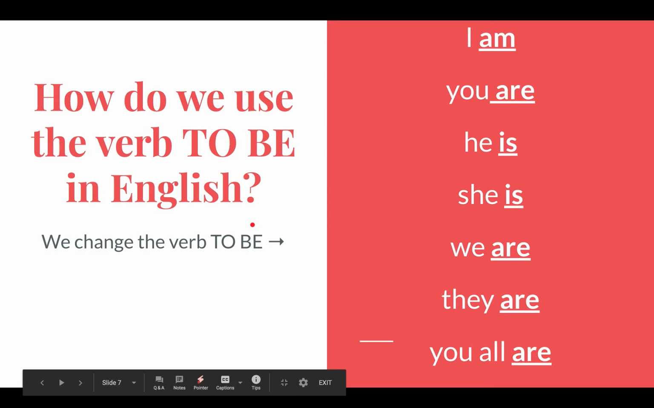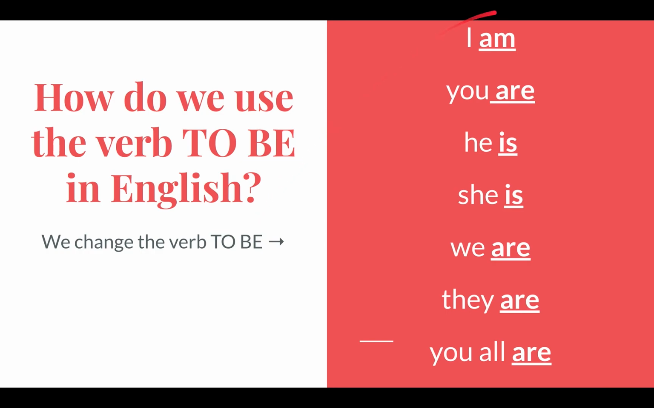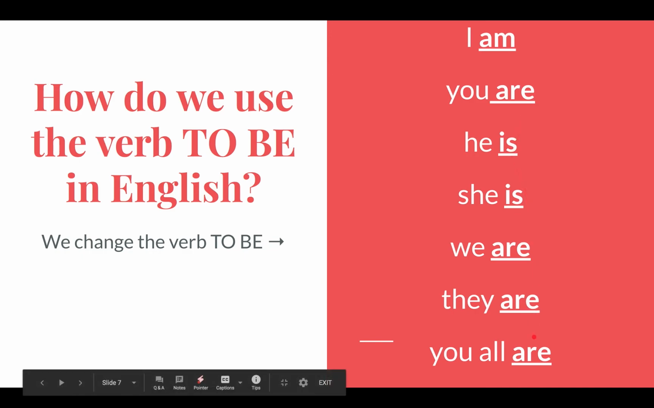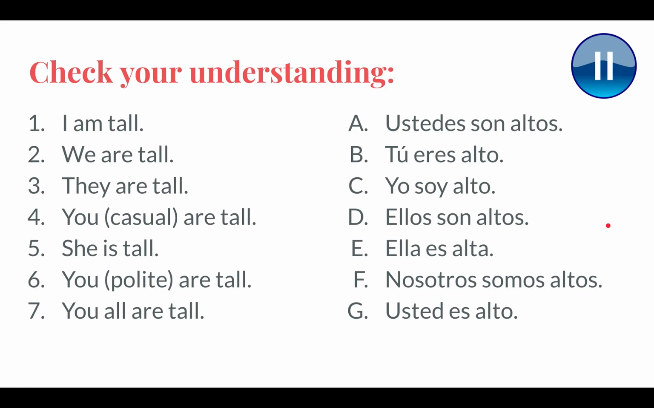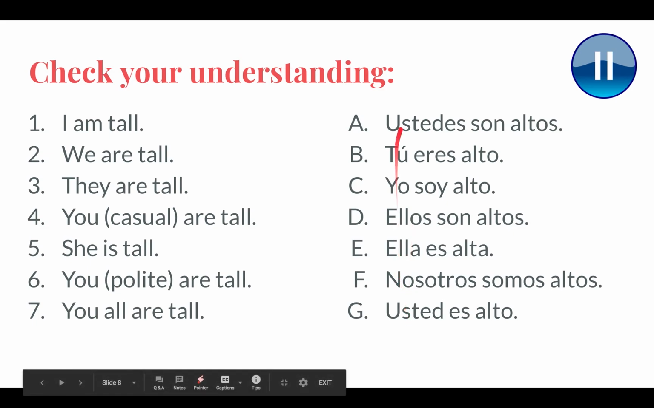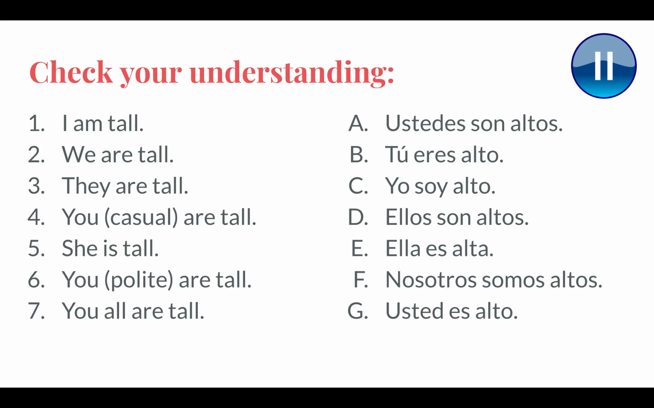So, reviewing, we have the same concept in English where we change to be to different forms. The verb to be becomes am, are, is when we use it in sentences. And the same happens in Spanish. Now, pause the video and try to match the English sentence with the Spanish sentence on the right-hand side. When you're done, you can click play to see if you got the answers correct.